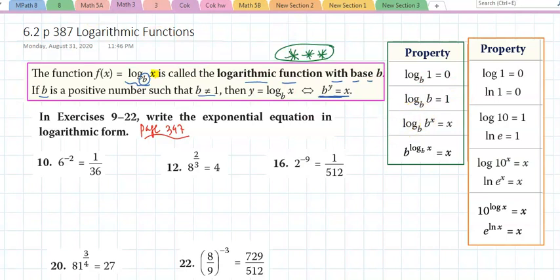I would really focus on property 1, property 2, and property 3. And here, if I'm taking the log of an exponential, so I have a log function, and the argument happens to be an exponential, if the base of the exponential matches the base of the log, they undo each other, you're left with the power.